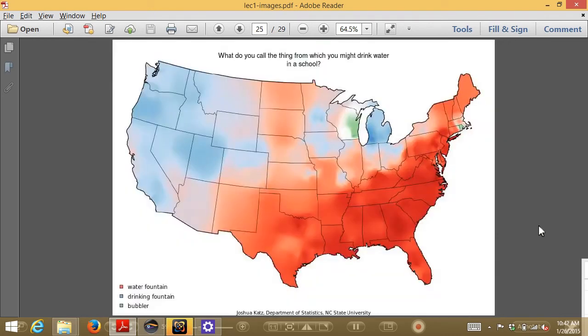Or this is an example from a thing that was making the rounds a few months ago about how you pronounce certain things, right? So this is how you pronounce the thing that you go get a drink from in the hall. Here we call it a water fountain. I'm from Wisconsin, and so I'm in that green spot where we called it a bubbler, right? I'm the only one who would call it a bubbler, although I don't really call it that anymore. So these are all images that are not taken with any camera, but they're still images that we can analyze and understand what's going on.